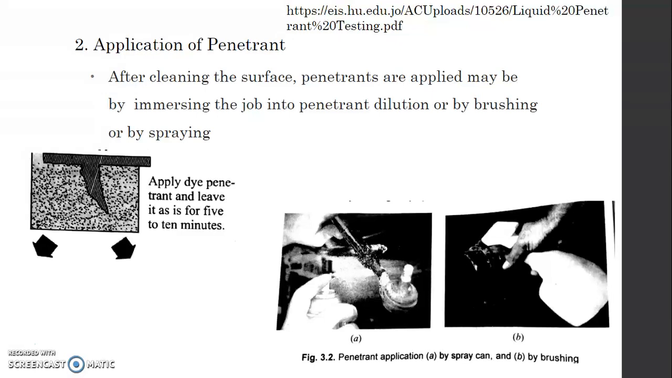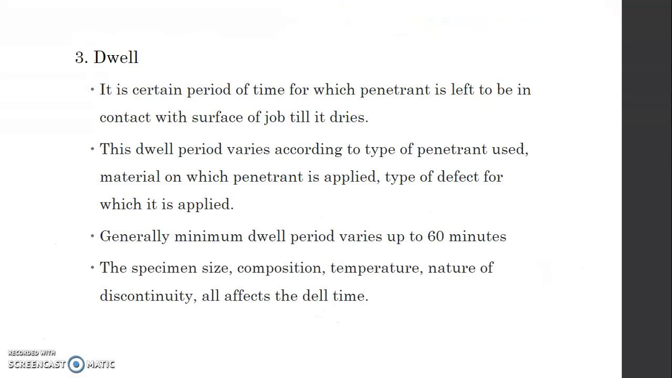There are a lot of types available, mainly two types. One is fluorescent penetrant, another is visible penetrant. When we use fluorescent penetrant, we use a black light to see the defects. For visible penetrant, there is no need for a black light; we can see with the naked eye. Apart from that, there are four types of penetrants. We will see them in detail later, but the types are water washable, post emulsifiable, solvent removable, and hydrophilic. These are the types of penetrant available in the market.